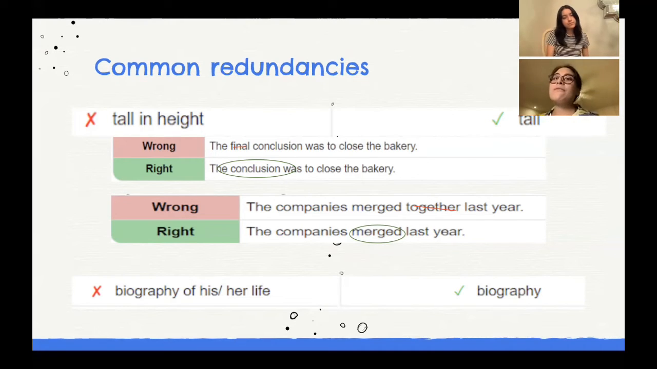Next will be: the final conclusion was to close the bakery. The right way to use it is just conclusion. Conclusion is a synonym of final, because putting both of them in one sentence could be annoying for some readers, and just conclusion gives the main idea of what you're trying to explain. Is the end.